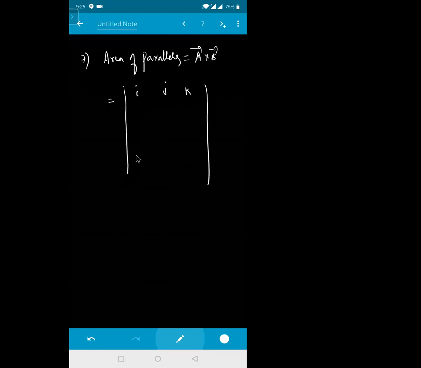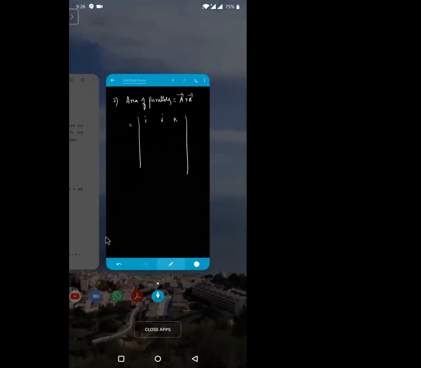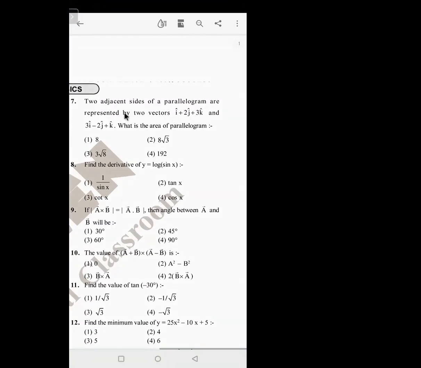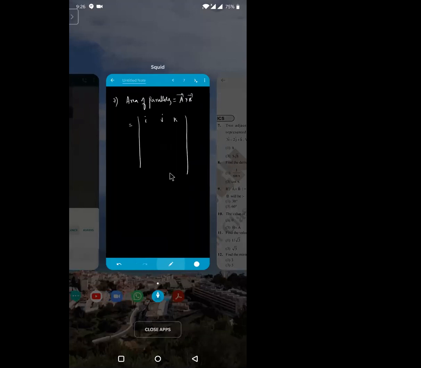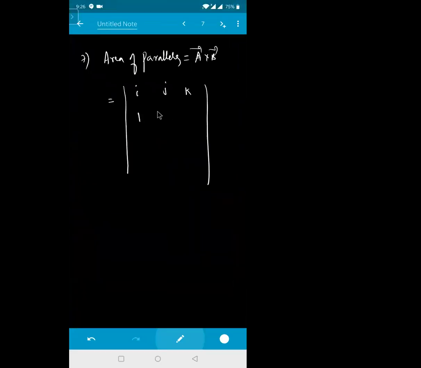Now take the value of your A vector. A vector is given in the problem, you see. So what is the vector of your A? A vector is represented by i + 2j + 3k. The next one is 3i − 2j + k. So remember this one. This will become 1, 2, 3. Next one is 3, −2, and 1.